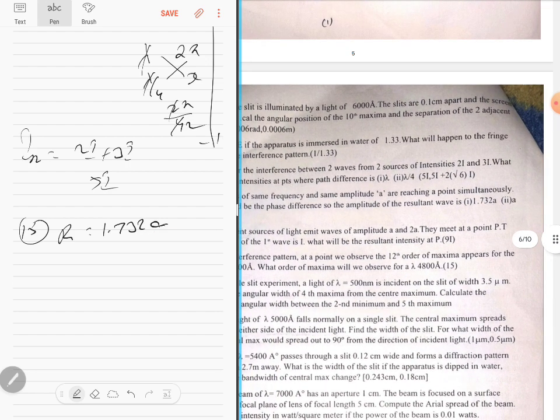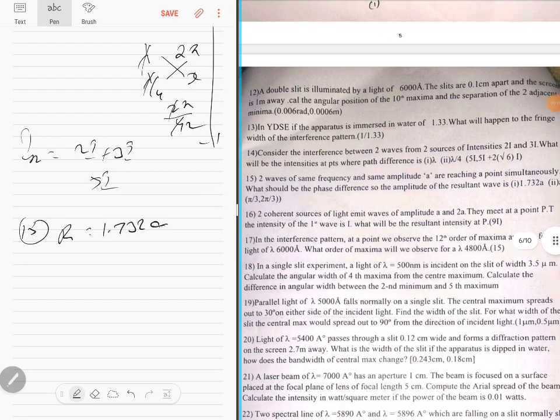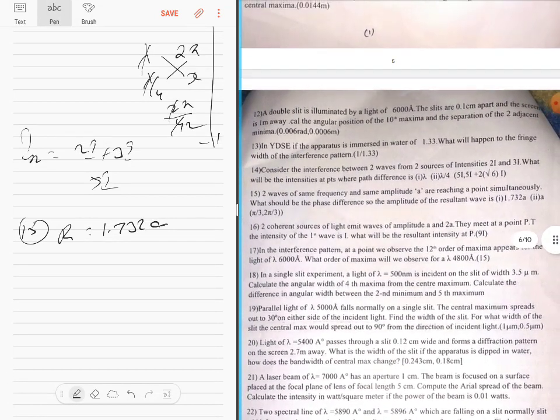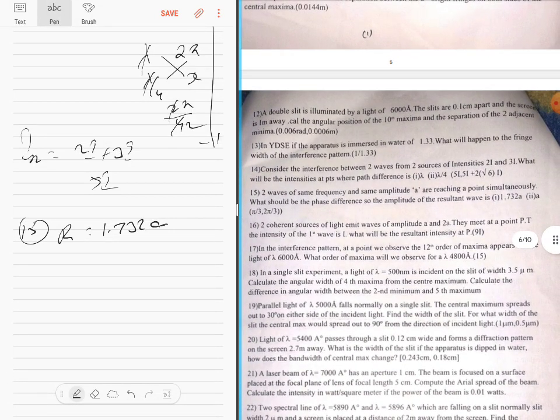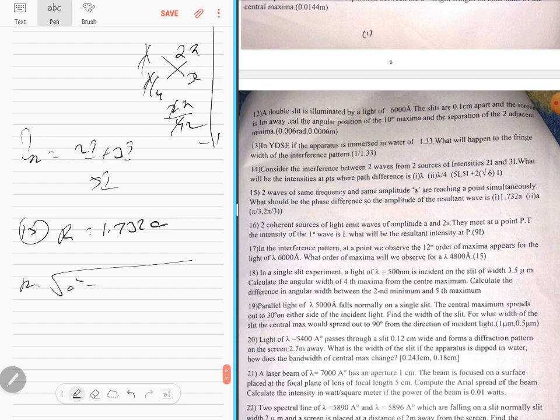Hold on a second. Continuing with where I left off, it's the 15th sum. Two waves of same frequency and same amplitude a. The resultant amplitude R is equal to root of a square plus a square plus 2a square cos theta.